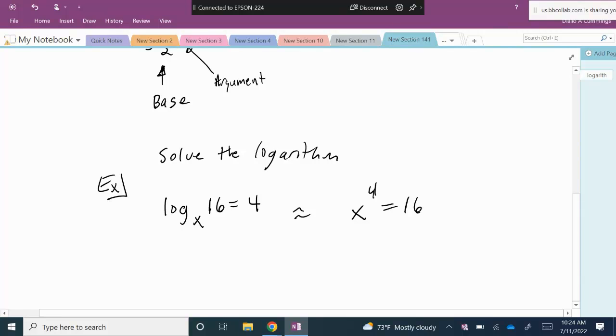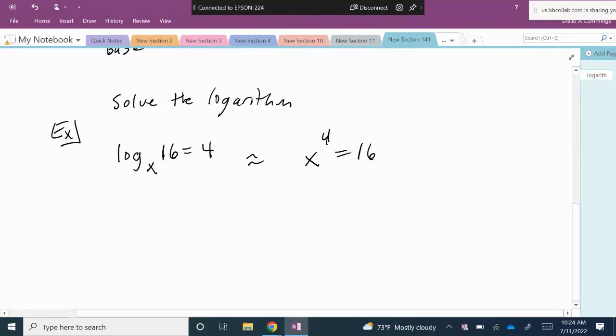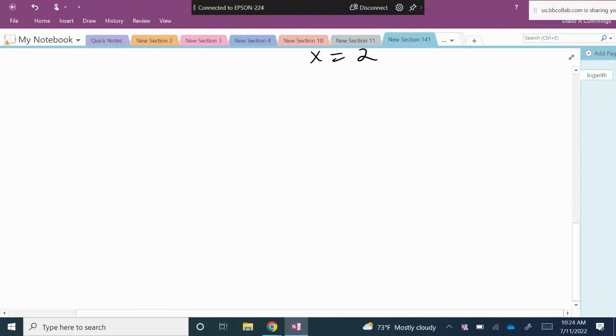So x is what number raised to the 4th power is equal to 16. So we know that 2 raised to the 4th power is equal to 16. Therefore, x should equal 2. Right. So to solve any logarithm, you must first convert to an exponent, and then we're going to solve the exponent. Next thing we're going to take a look at is the domain of a log function.